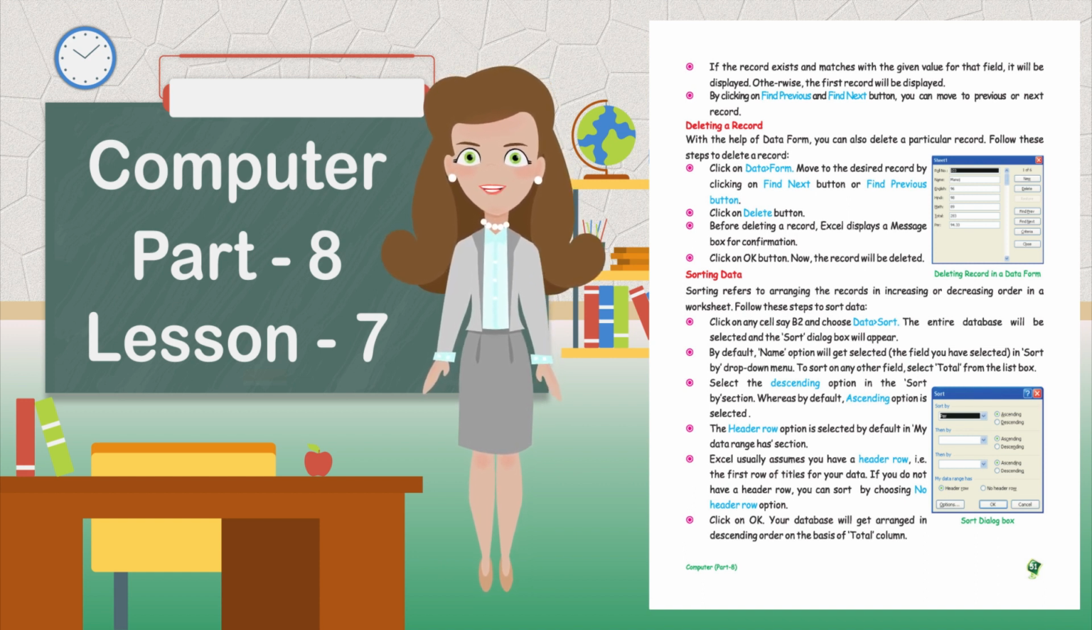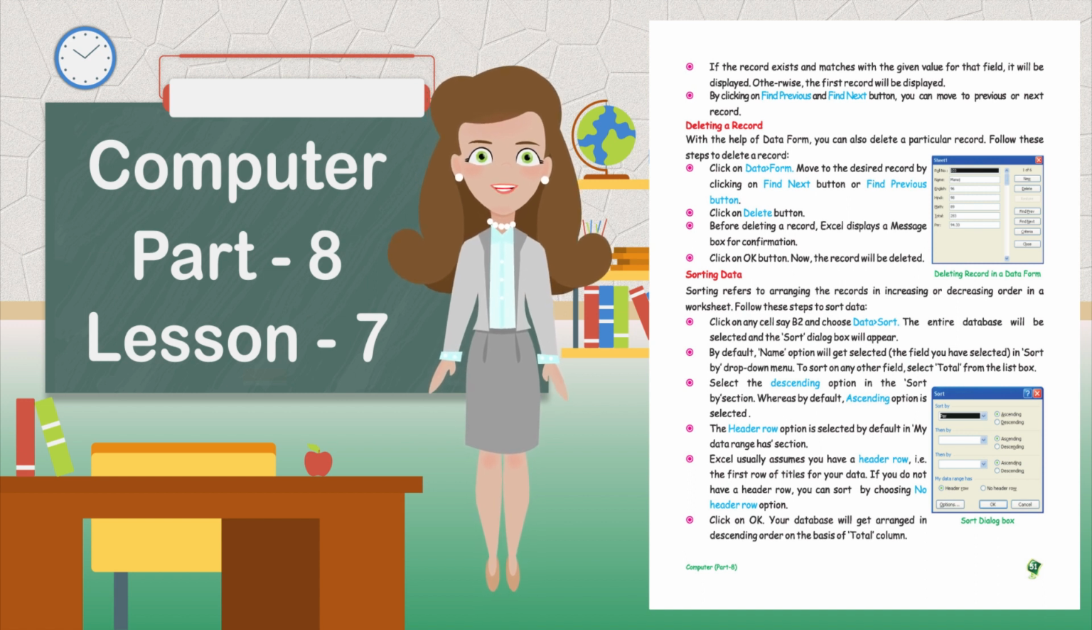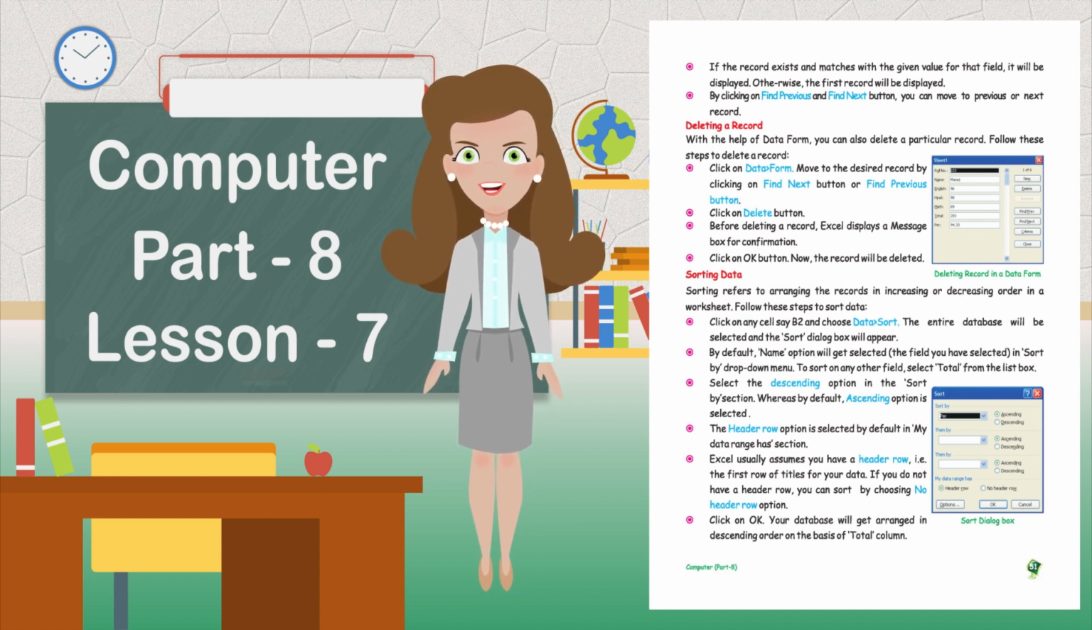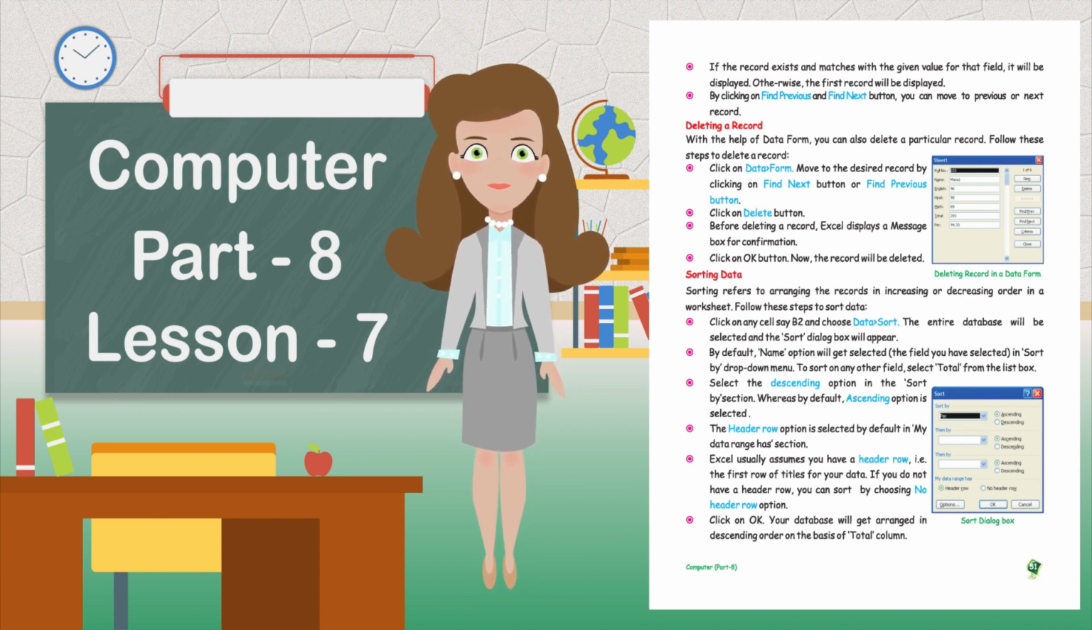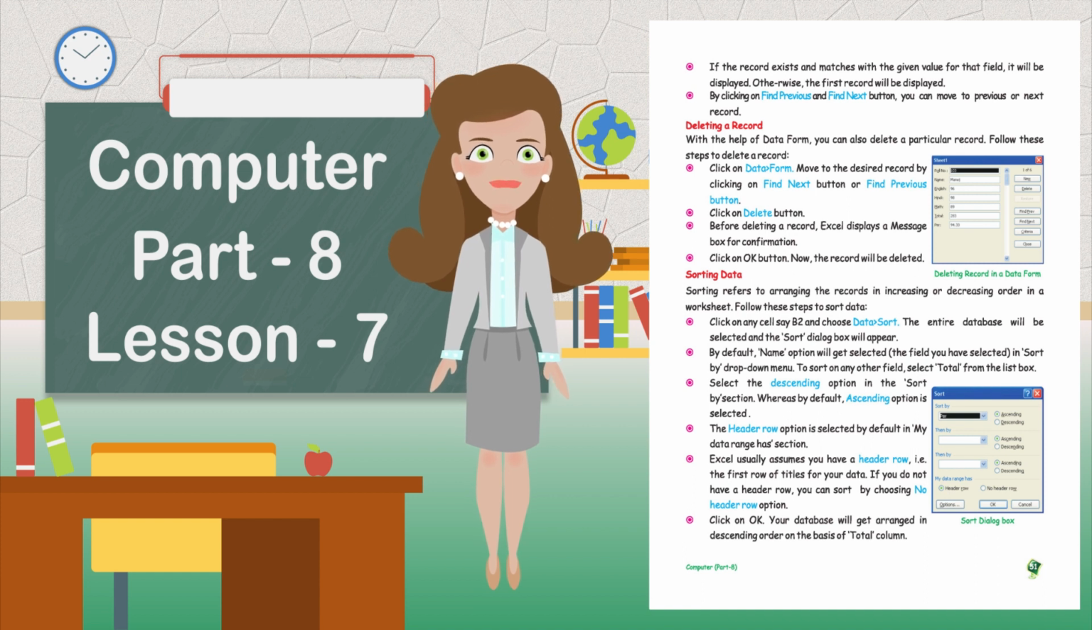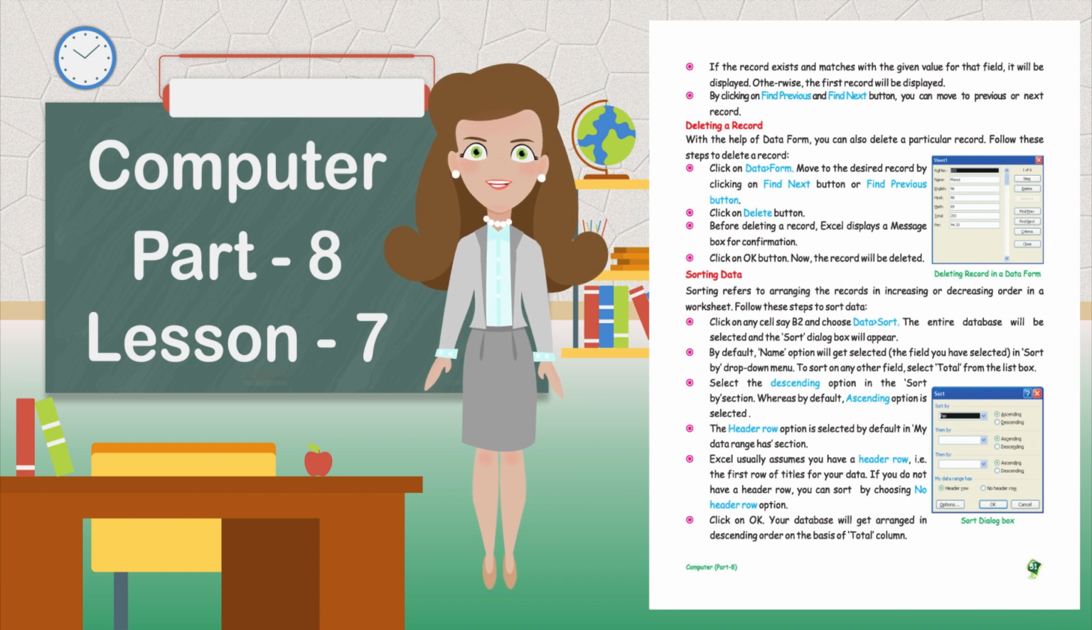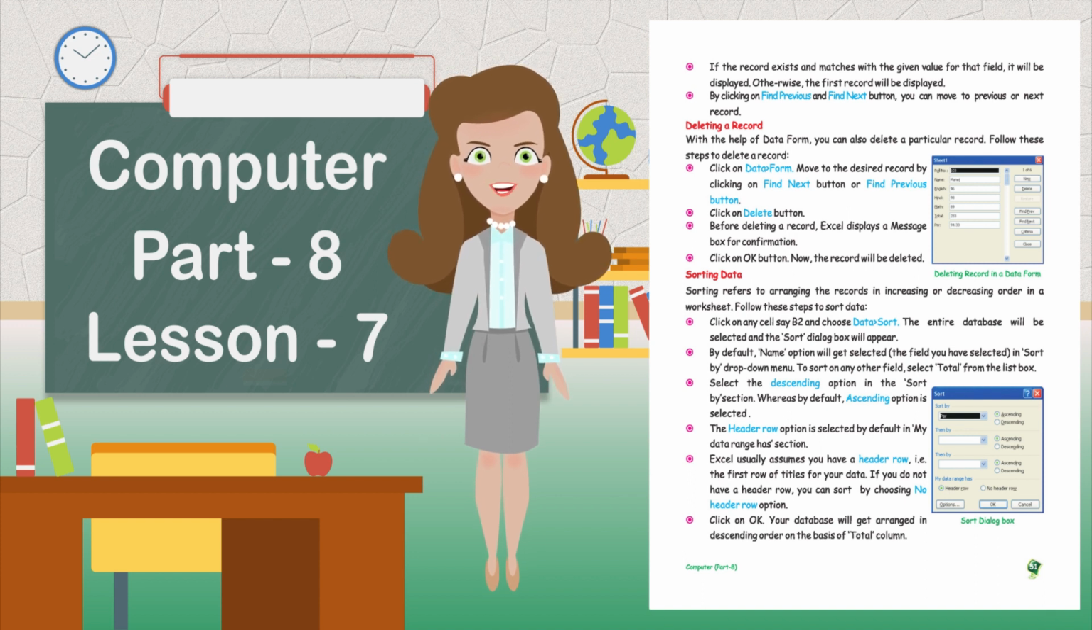Deleting a record. With the help of a data form, you can also delete a particular record. Follow these steps to delete a record. Click on Data, then Form. Move to the desired record by clicking on the Find Next button or Find Previous button. Click on the Delete button. Before deleting a record, Excel displays a message box for confirmation. Click on the OK button. Now the record will be deleted.